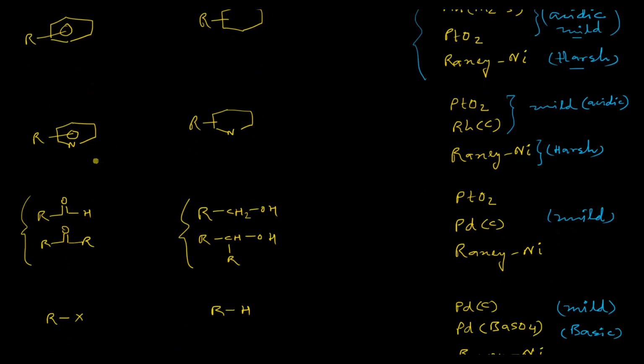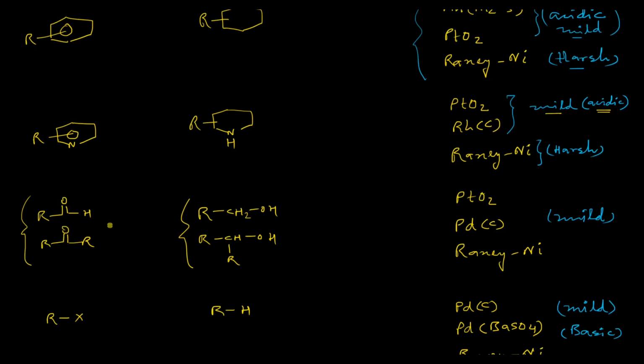In the same way, if you want to convert a heteroaromatic compound, in this case I have shown a pyridine derivative, into the corresponding hydrogenated version, then you have to use either platinum oxide or rhodium on activated charcoal, where acidic condition must be used and the reaction will go on in very mild reaction conditions. But in case of Raney nickel, harsh reaction condition is applied.